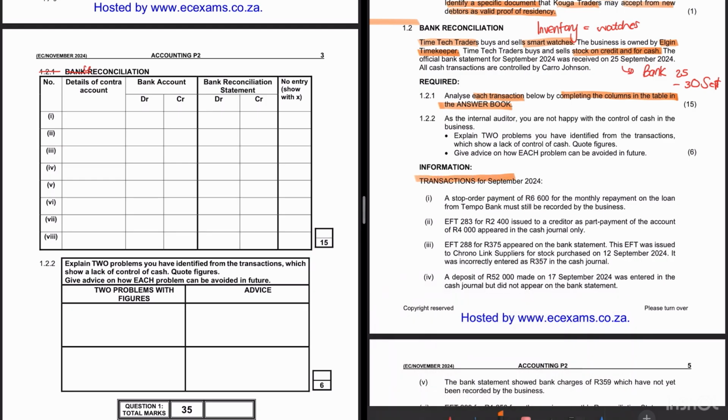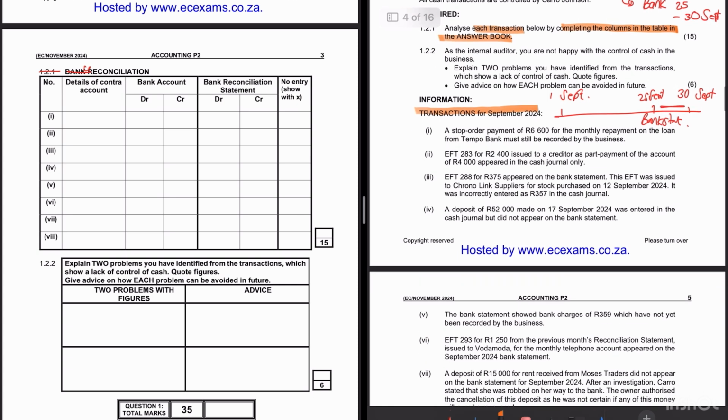We're going to work through our transactions for the month of September. So remember, bank recon talks about one specific month. So we've got 30 September and 1st of September, the beginning of the month. This is when our statement was received, 25th of September, bank statement. And these 5 days are not accounted for in your bank statement.